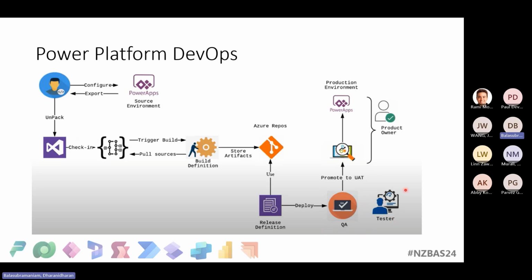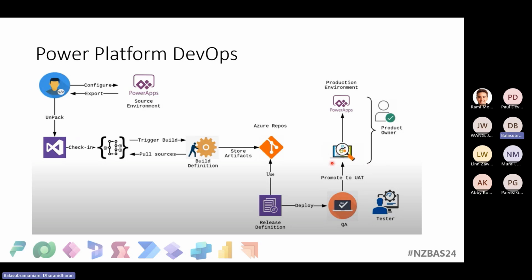And once everything looks fine, we can go to the same release definition and promote the same solution to the UAT environment. And while doing this, if you want to keep the product owner as approver for the UAT environment, in the release definition you have the approvers option as well. So you can go and configure the approvers over there.